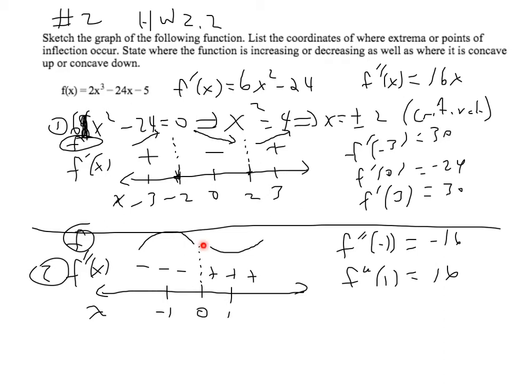Also, this is an inflection point. So at x equals 0, we have an inflection point. Inflection point just means that your graph has changed from concave down to concave up, or the other way around. As long as the second derivative changes sign, negative to positive, positive to negative, then technically that's called an inflection point. Okay, so here's the inventory. Let's go.